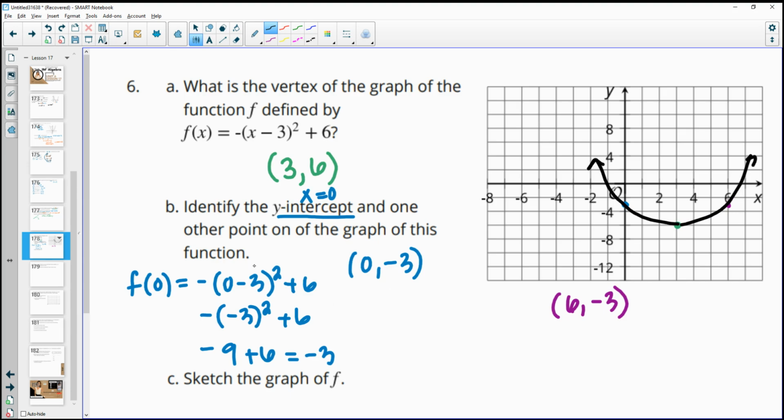You could also plug in any value you wanted. So you could plug in 1, 2, 5, 6, whatever you want into this graph and get another point. But the symmetric one is nice because you don't have to do much calculating. You just know there's going to be another one the same distance away.